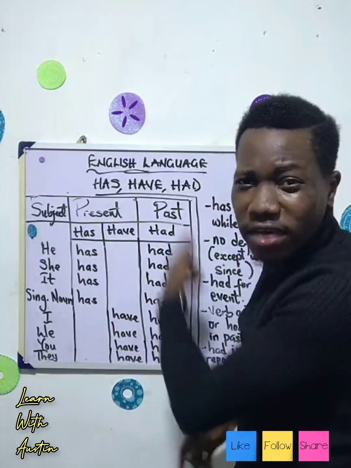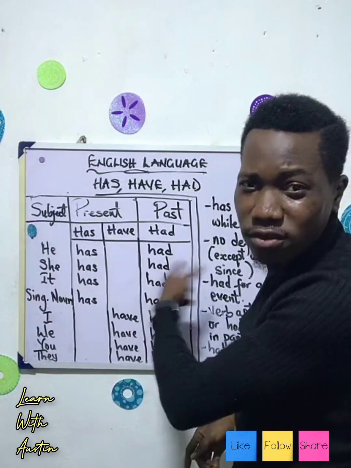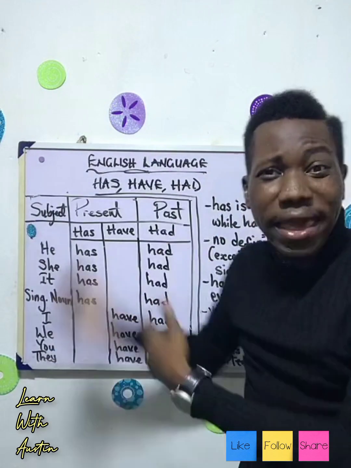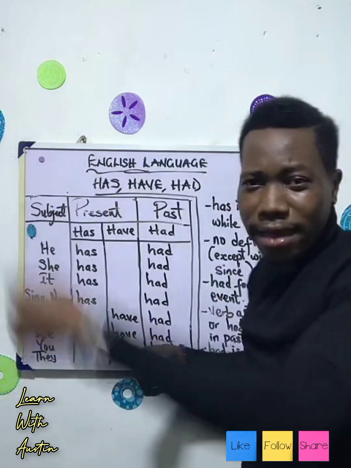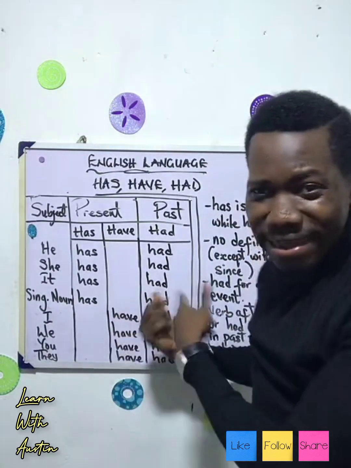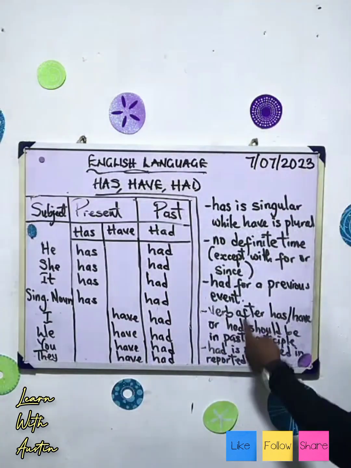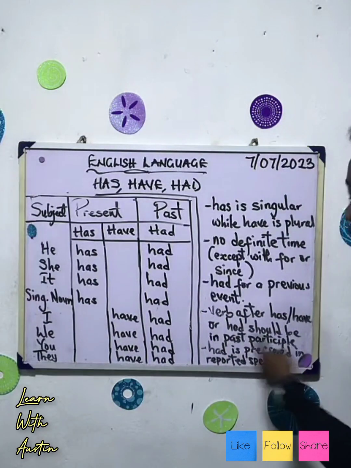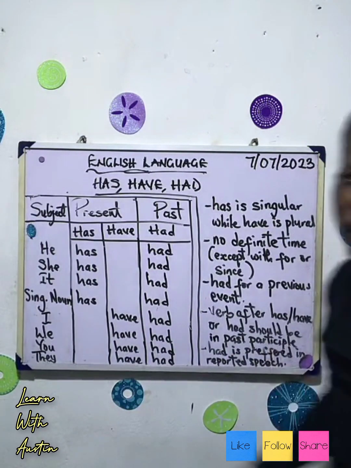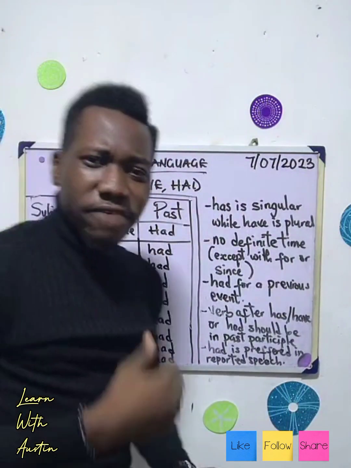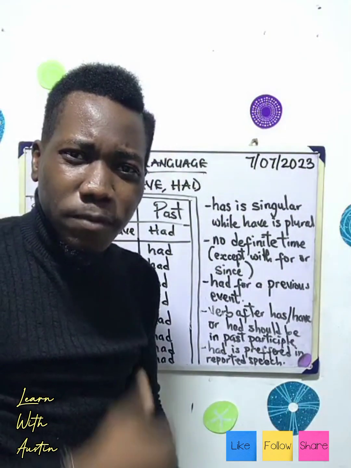But in the past perfect, you don't use has. You don't use have. You use had. All right? So she had done it. She had paid me the money before I took it over to her place. So had, that's in the past perfect. The next one says, verb after has, have, or had should be in past participle. So when you have a verb after has, have, or had, the verb should be in the past participle form.